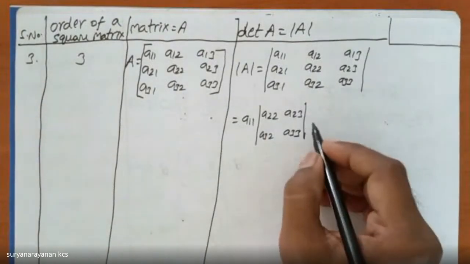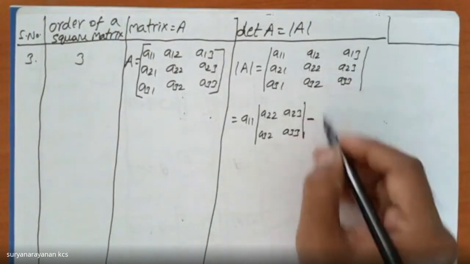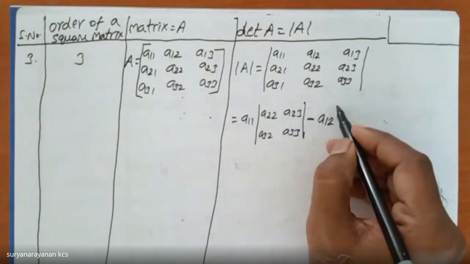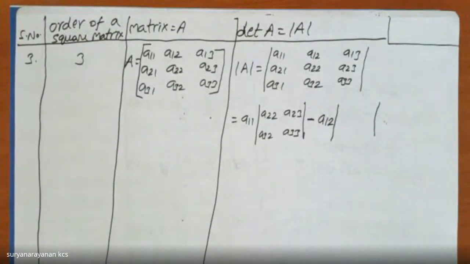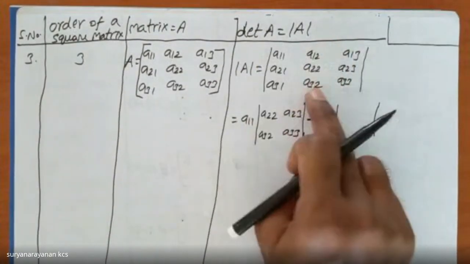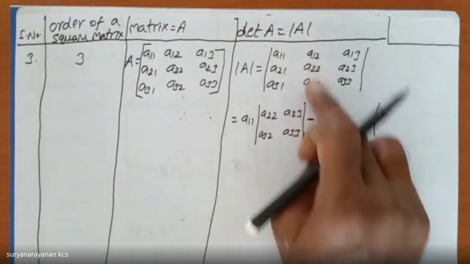Next, keep a minus here. Next, the second element, A12. Write the second element here. Whatever the procedure, whatever the steps we followed, here also we follow the same steps. This element lies in the first row, second column. Yes or no? This second number lies in the first row, second column.